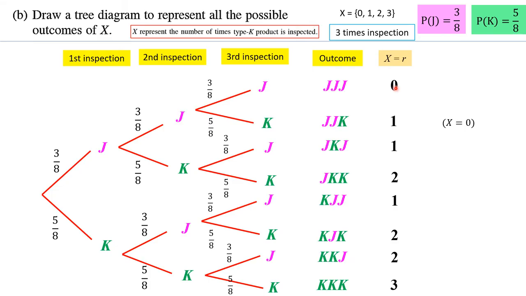After this, we find out the number of cases. For X equal to 0, we only have 1. For X equal to 1, there are 3: 1, 2, 3. For X equal to 2, 1, 2, 3, so there are 3 times. For X equal to 3, it occurs only 1 time. This info will help us to find the probability for each case after this.